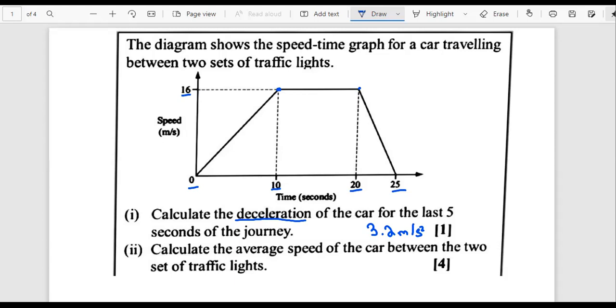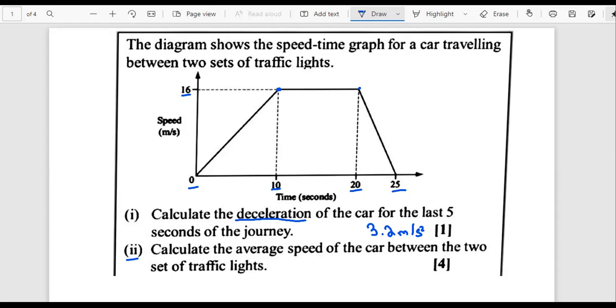Very good, excellent. Okay, and then it says calculate the average speed of the car between the two sets of traffic light. Okay, so what do you think about this one? Average speed. So the average speed is, you have the time, which would be 10 seconds.